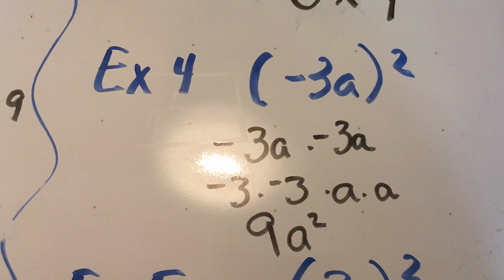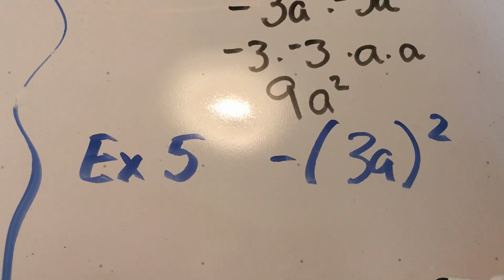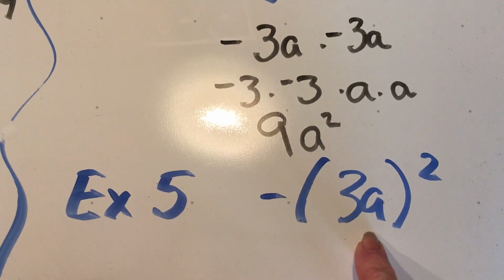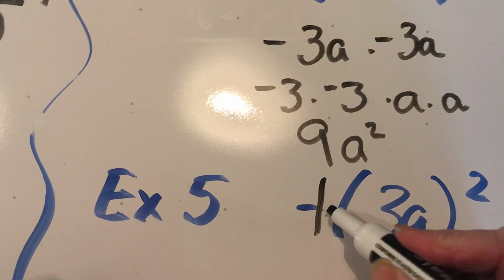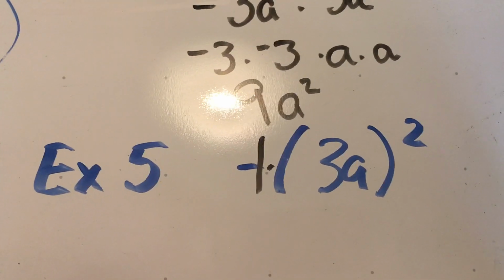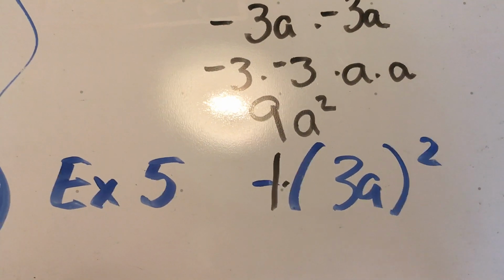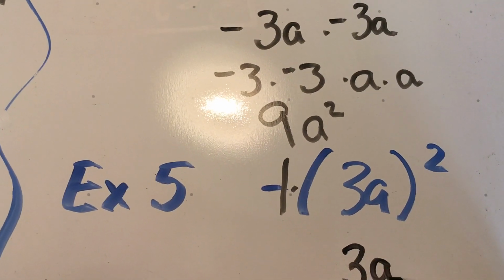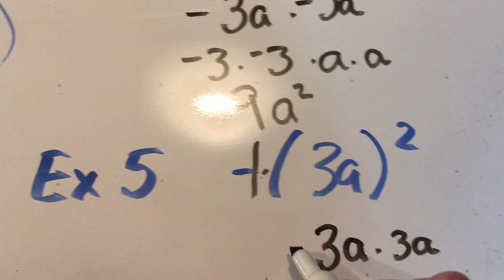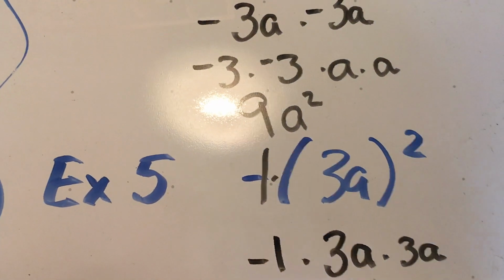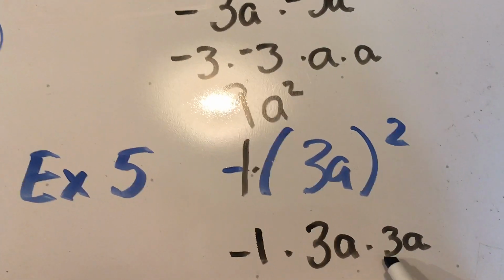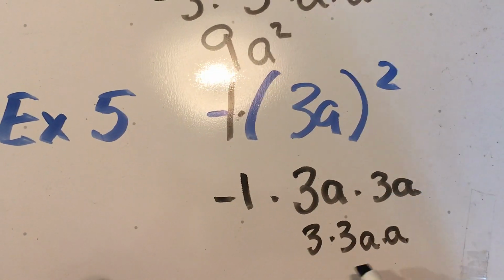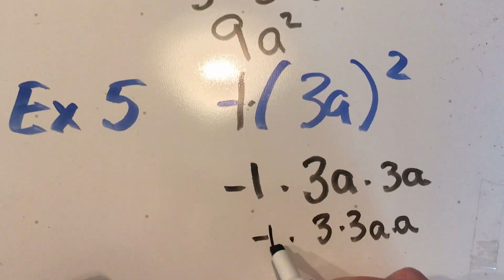Now, a problem that looks somewhat similar to this one, but is a little bit different, this says the opposite of 3a squared. Okay, so if you want to think of this as doing negative 1 times 3a squared, that might help you see what that negative is going to do. We're not squaring the negative 1, or we're not squaring that opposite. We're squaring 3a. So we're doing 3a times 3a times a negative 1, or doing the opposite of our answer here. 3 times 3, we can rearrange this. A times a, and we still have that negative 1 out there.